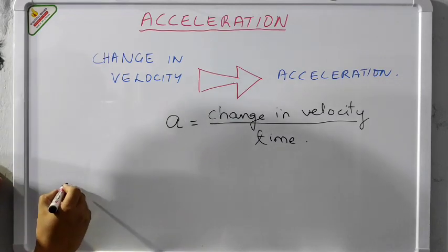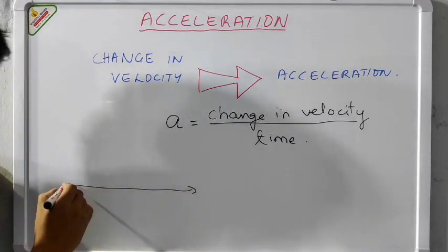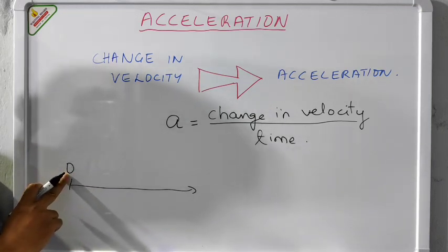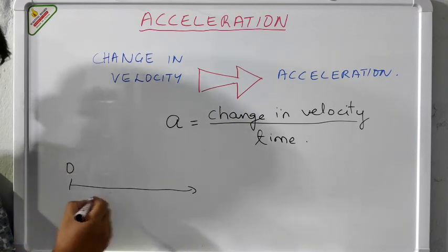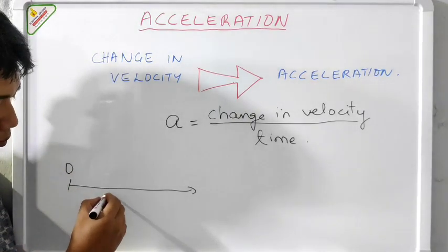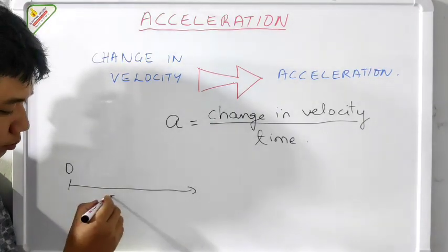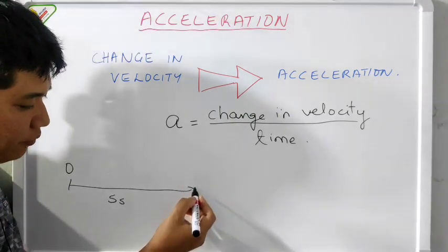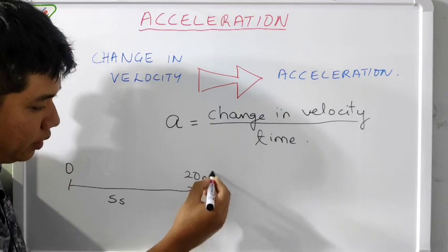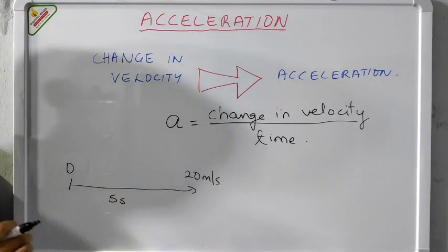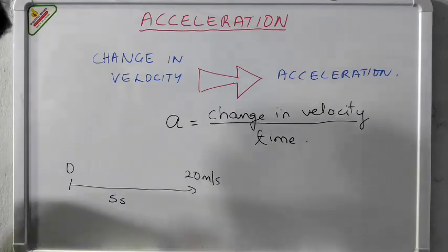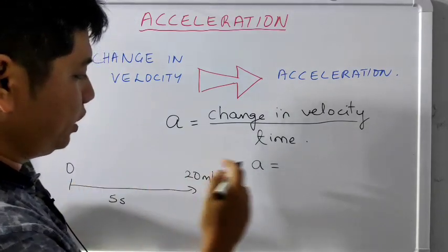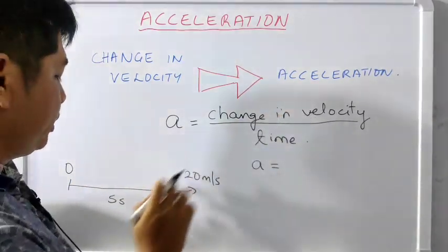Now let us consider the motion of a scooty. It starts from rest. When it is at rest, the velocity of the scooty will be 0. It starts running, and after 5 seconds, let the velocity be 20 meters per second. Here there is a change in the velocity of the scooty.